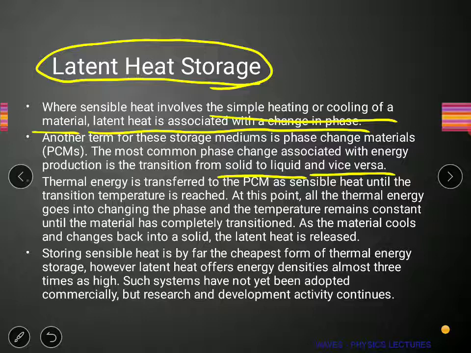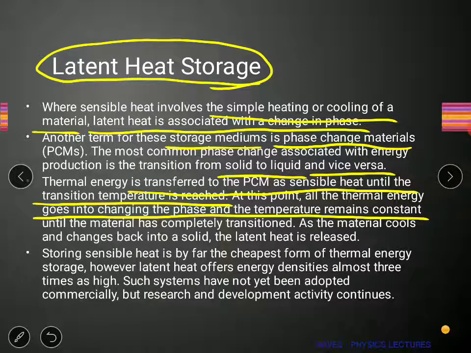The material that we use for the storage here is the phase change material, and by phase change we mean that it will transfer from one state to another, from solid to liquid or liquid to solid and so on. Thermal energy is transferred to this phase change material as sensible heat until the transition temperature is reached. What do we mean by transition temperature? It is the temperature at which it is on the brink of change of phase. At that point all the thermal energy goes into changing the phase, and the temperature remains constant until the material has completely transitioned.